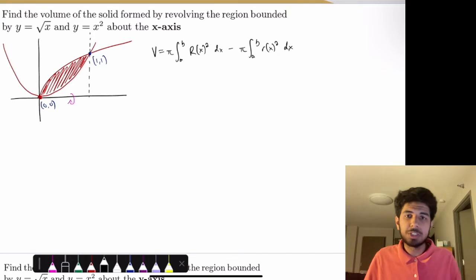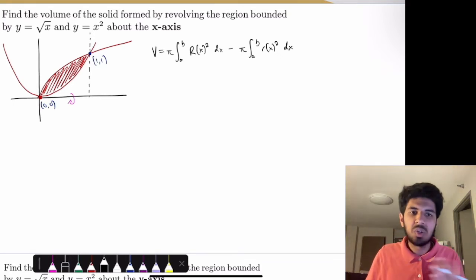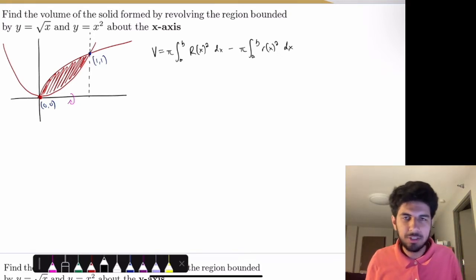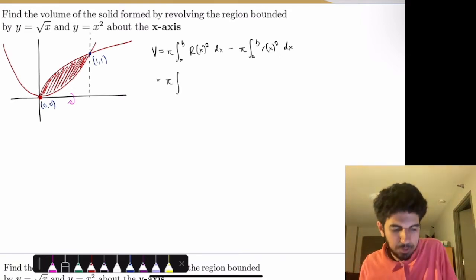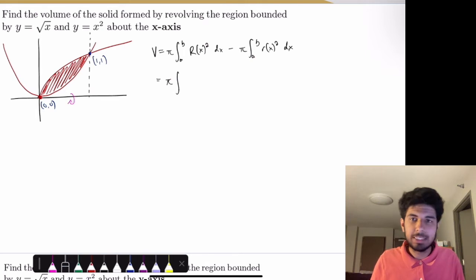Great. So now the question is, what are our limits? What's capital R of x? What's lowercase r of x? I think the easiest one is the limits. So we're integrating with respect to x.